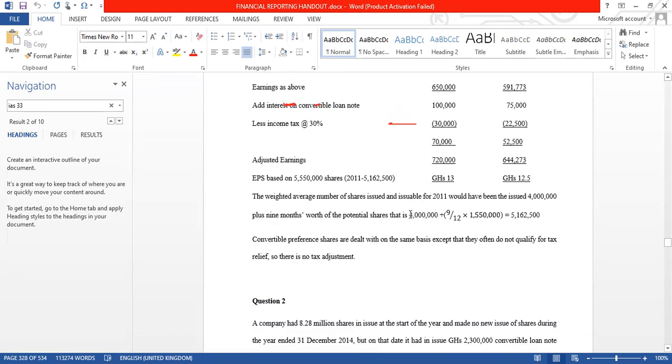So what you're going to do is this: it's 4 million, and it was issued in April, so you have to prorate it. That is one, and it gives you this. So once you get your new number of ordinary shares, you divide with this, and these are what you have. So it's as simple as that.